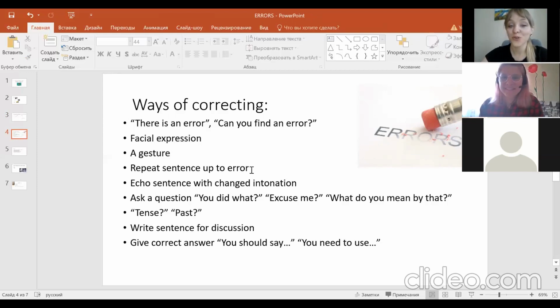Repeat the sentence up to the error. It means like, "She has wrote a letter." "She has..." and you give a student a chance to correct. Do you use this technique?